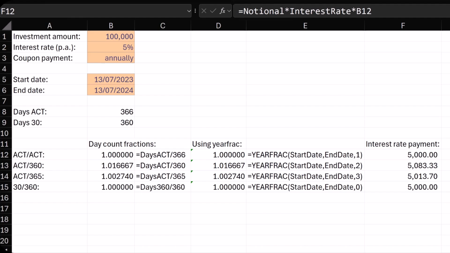Under actual 360, it's $5,083.33. Under actual 365, it's $5,013.70. And under 30/360, it's again $5,000. So yes, even when someone says 5% for 1 year, the cash payment can still differ.